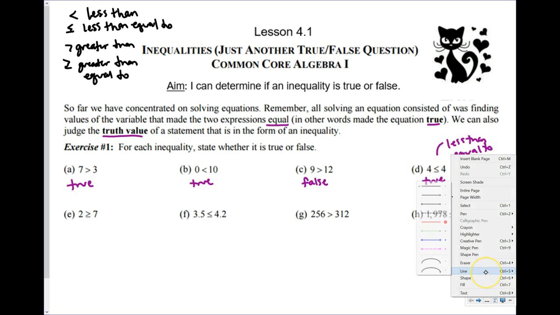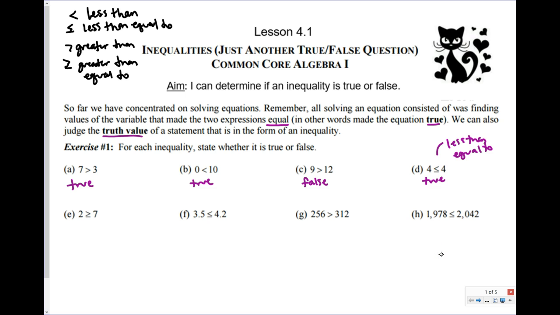Okay? Try the next 4 on your own if you like. Pause the video and try on your own. I'm going to continue. Letter E, 2 greater than or equal to 7? That is false. 2 is not greater than 7. Letter F, 3.5 less than or equal to 4.2. That's true. 3.5 is a smaller number than 4.2. Letter G, 265 is greater than 312. That is false. That's a smaller number. And finally, H, 1,978 less than or equal to 2,042. That is true. So it's just a little review over the inequality signs and symbols. Okay?